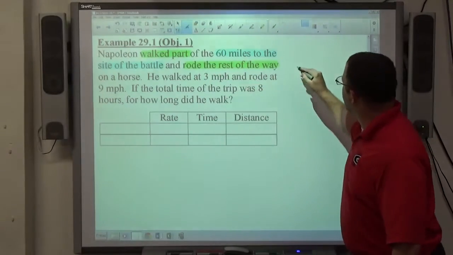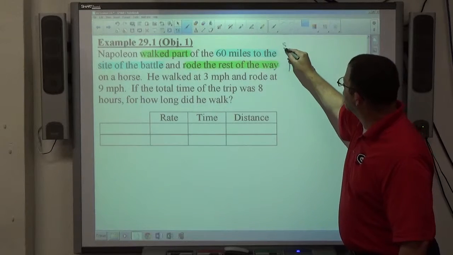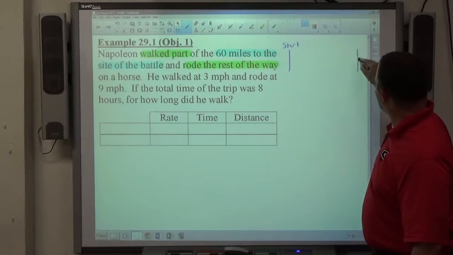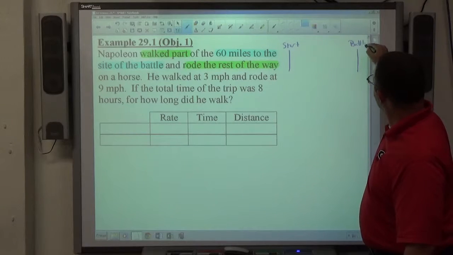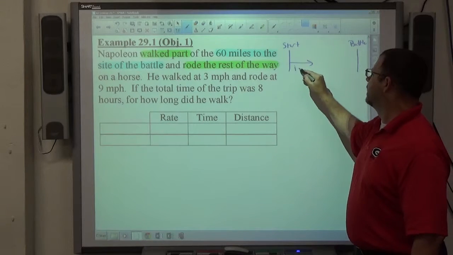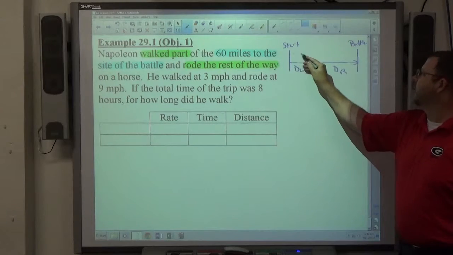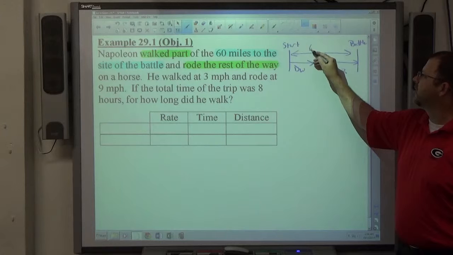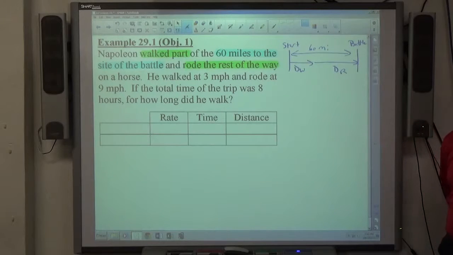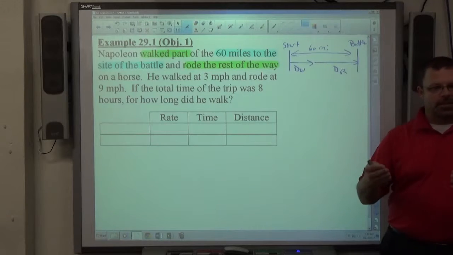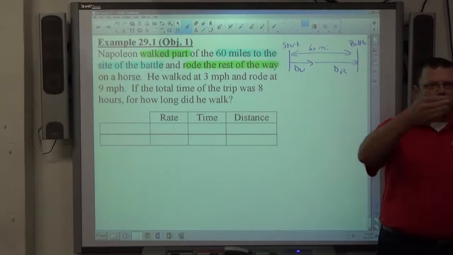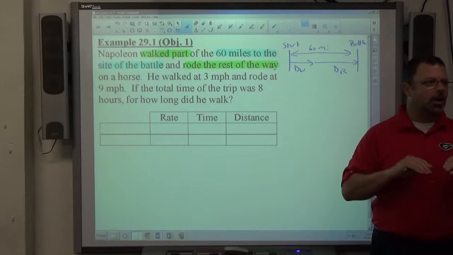So when we draw a picture of the journey here, this is where he starts. This is where the battle is. He walks part of the way, and he rides a horse the rest of the way. We know the distance from the start to the battle is 60 miles because they told me that in the problem. So when I'm drawing that picture, all I care about is distance. I don't care about how fast he walked, how long he rode and walked. All I care about is distance. He walked part of the way, he rode part of the way, the whole distance is 60 miles. That's all I care about when I draw that picture.